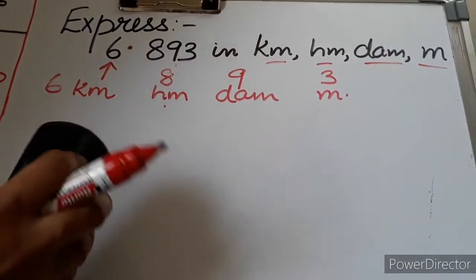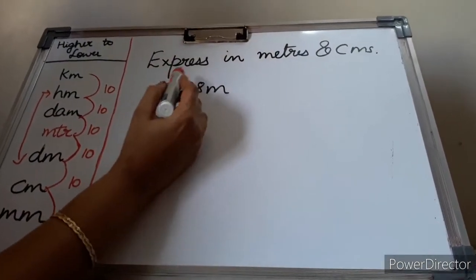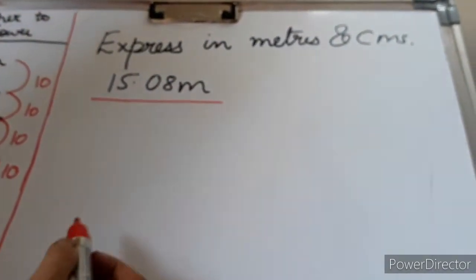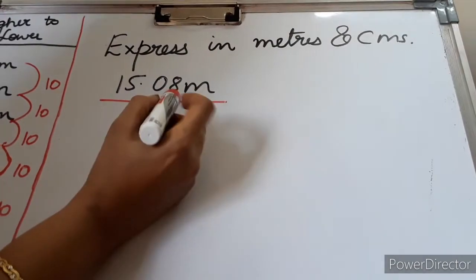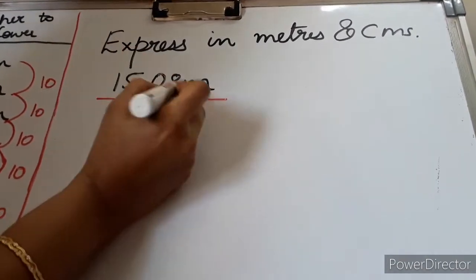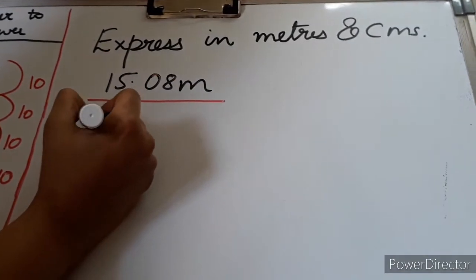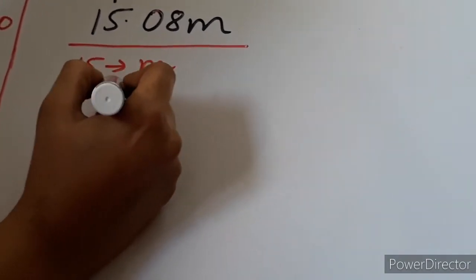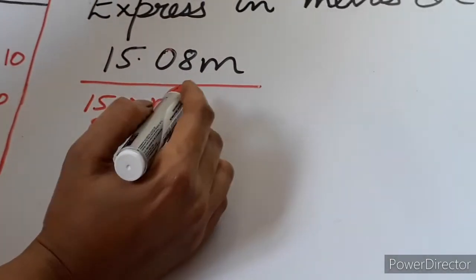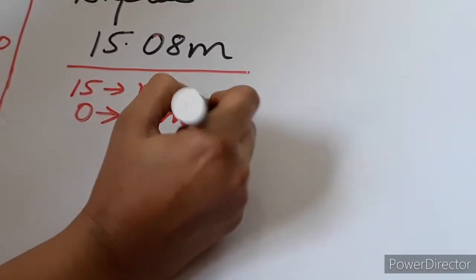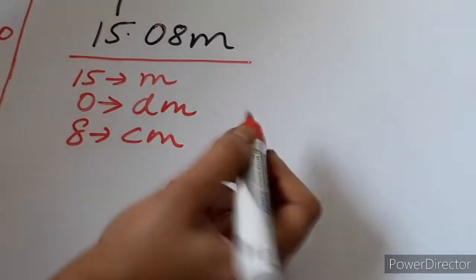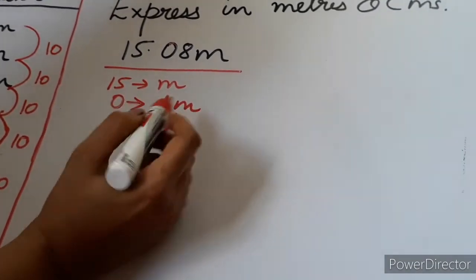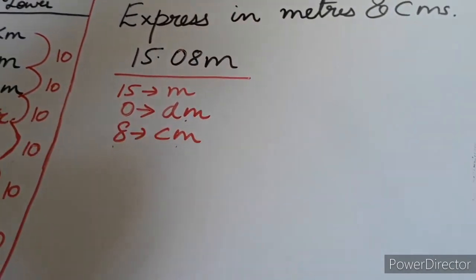Another type of question. The next question is: express in meters and centimeters. Suppose the value is 15.08 meter. So 15.08 meter means, and we know that the decimal separates the higher and the lower value. So 15 will be what? 15 will be meter. 0 will be what? After the point, after the decimal, 0 is what? After meter, what comes? Decimeter. And 8 will be what? Centimeter. So what will we write? 15 meter. Then this is decimeter, no value, and 8 is centimeter.